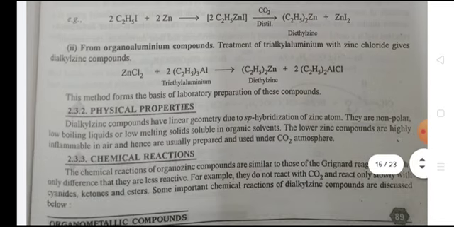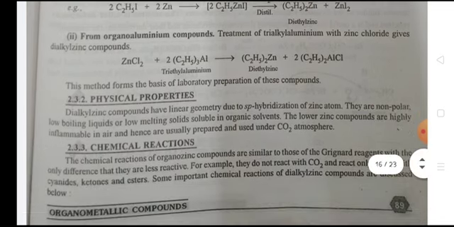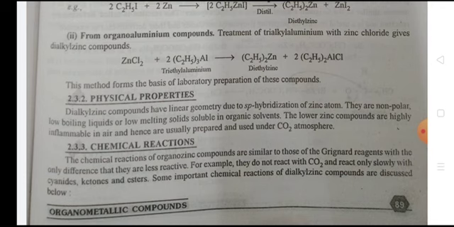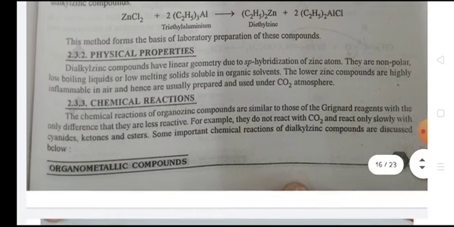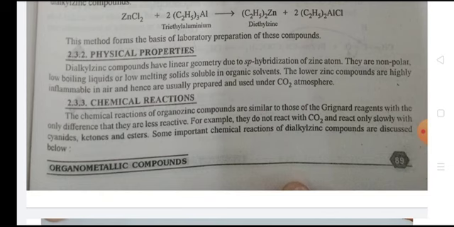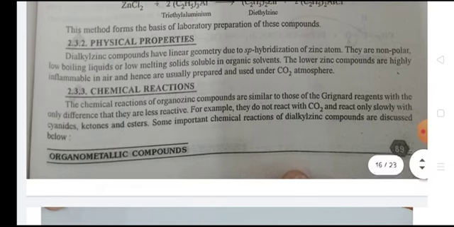Second, formation from organoaluminium compounds. Treatment of trialkyl aluminium with zinc chloride gives dialkyl zinc compounds. This method forms the basis of laboratory preparation of these compounds.